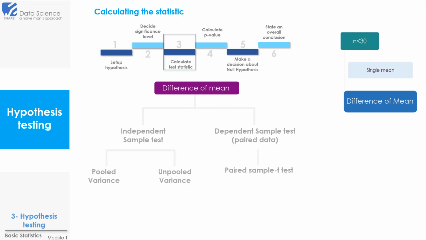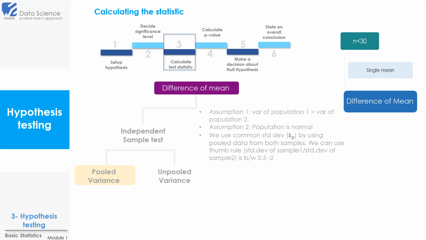Now the independent sample test can further be divided into two cases, that is pooled variance and unpooled variance. And as far as the dependent sample test is concerned, there is only one case, that is the paired sample t-test. So let's see each of these one by one. First is the pooled variance. We have two assumptions here. First assumption is that the variance of population 1 is equal to the variance of population 2. That is why it is called pooled variance. And the second assumption is that the population is normal.